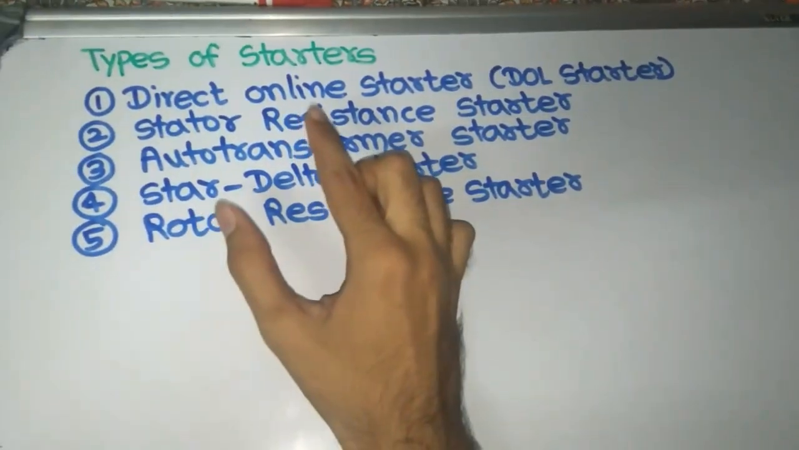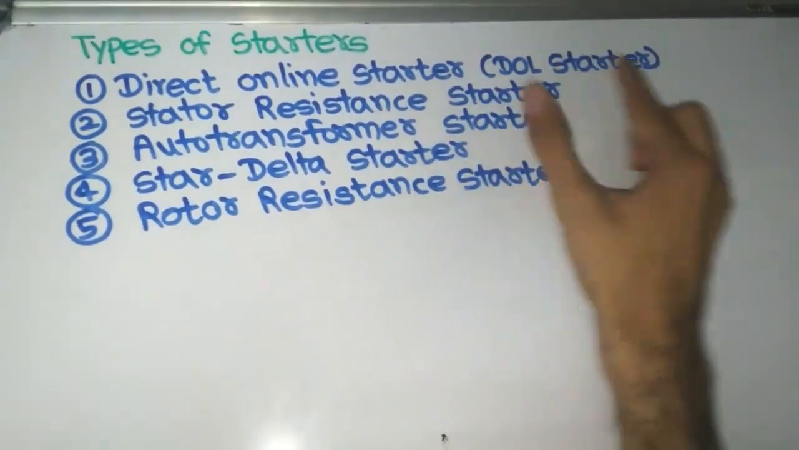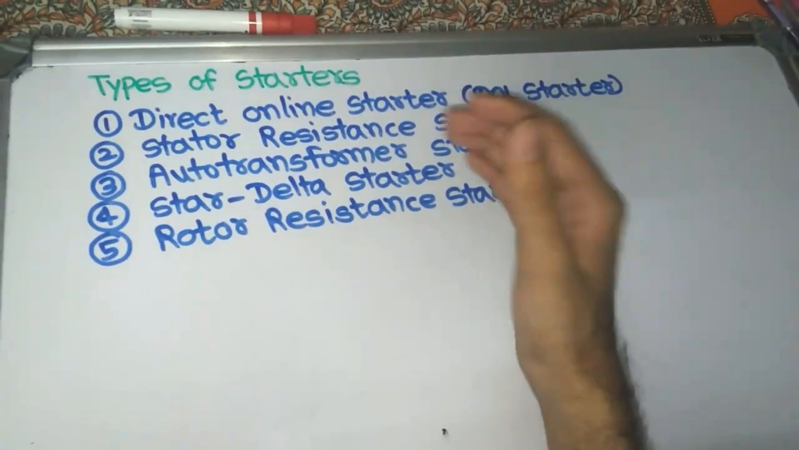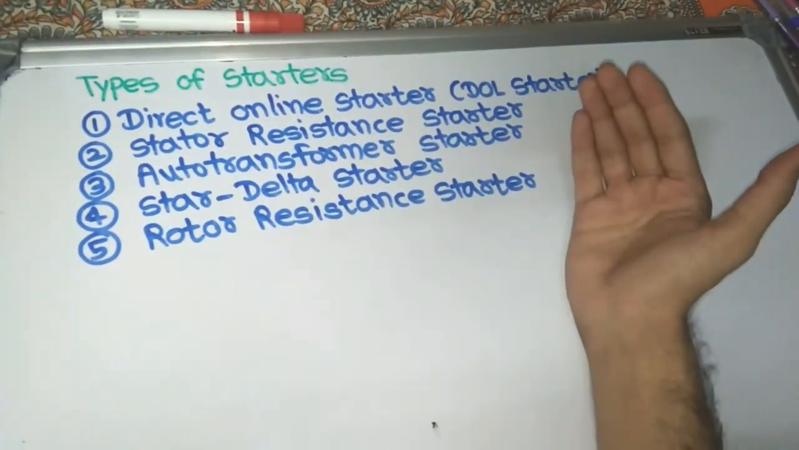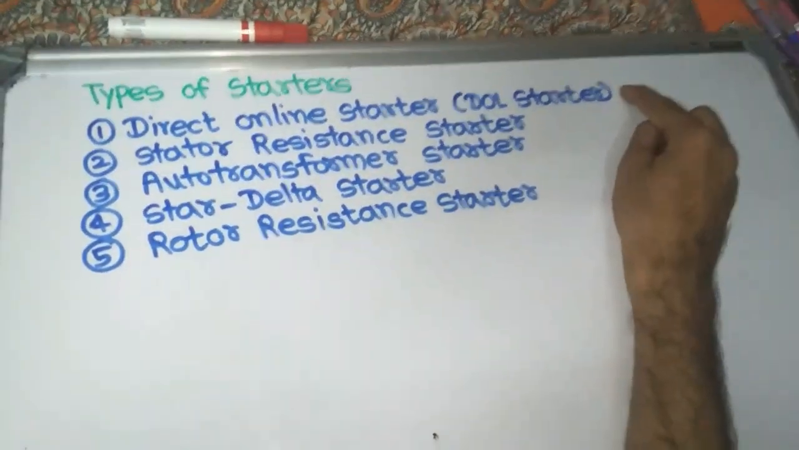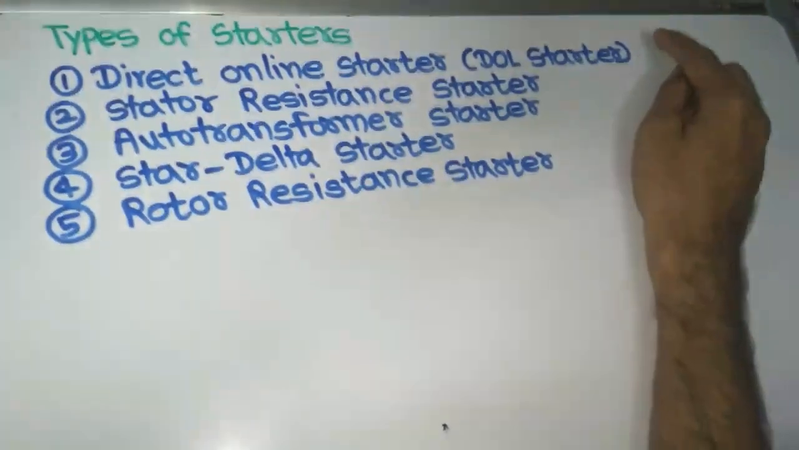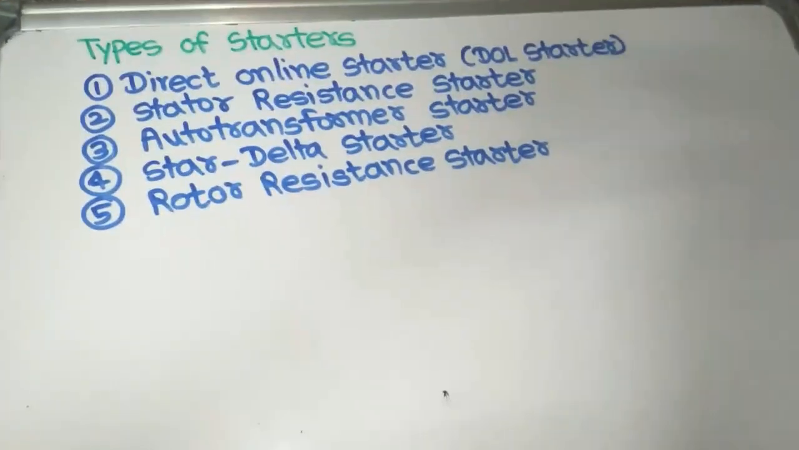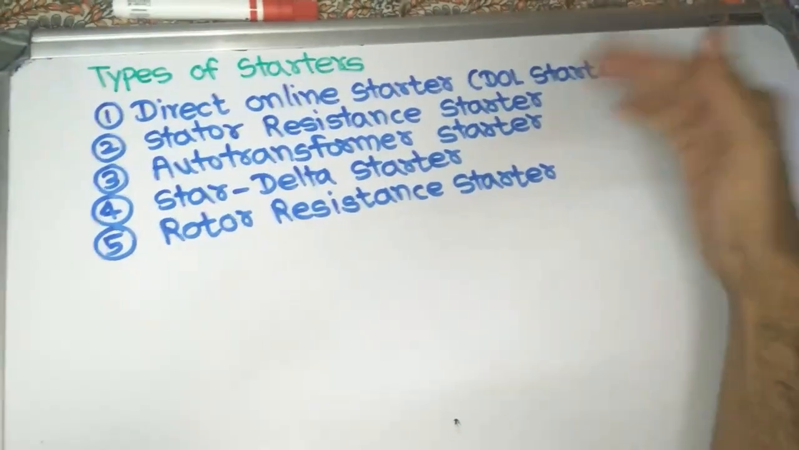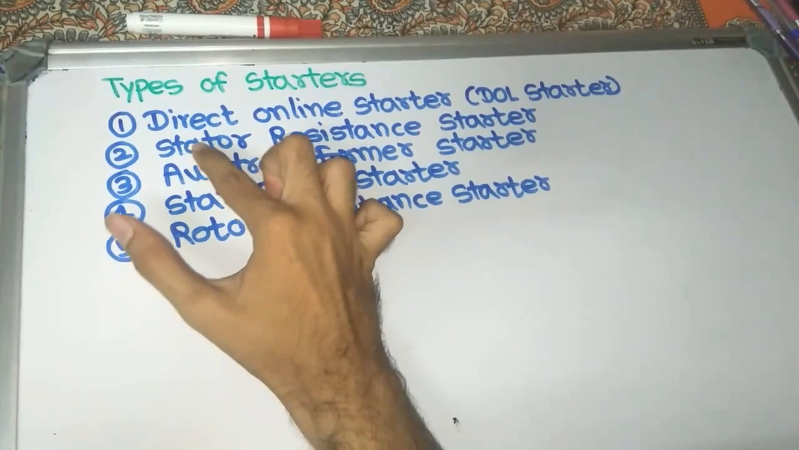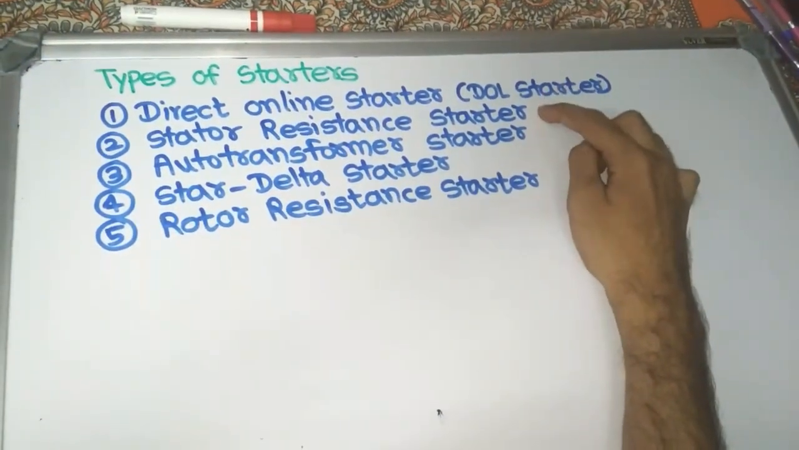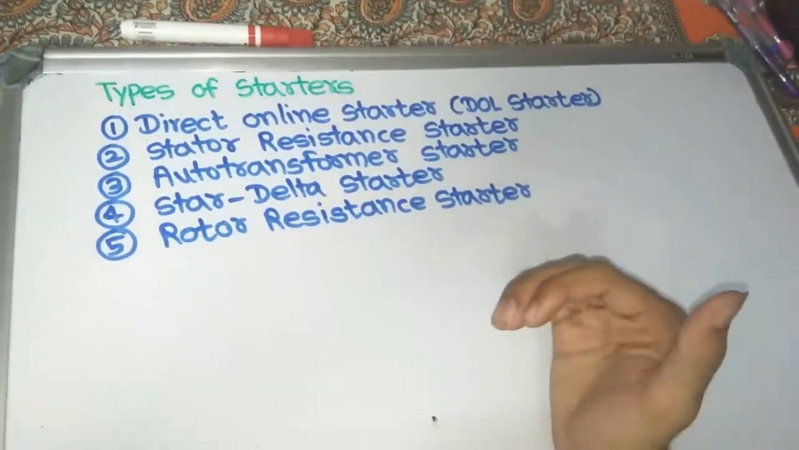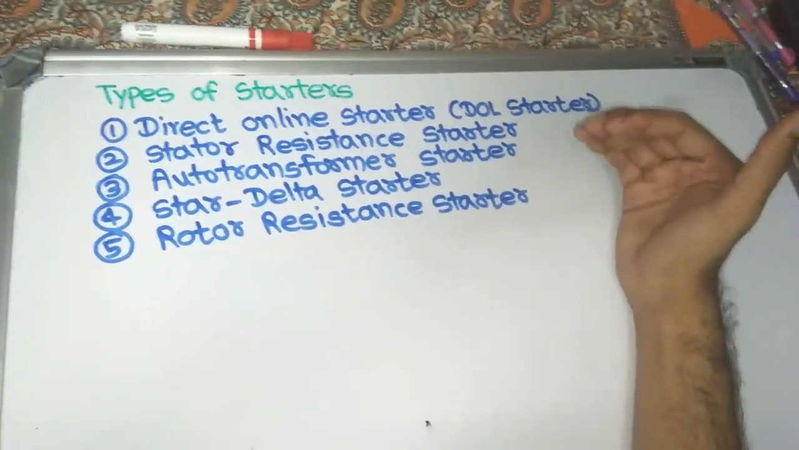There are various types of starter. First is the direct online starter, DOL starter. In the DOL starter, full supply voltage is applied, so the starting current is also of very large magnitude. But this DOL starter is preferred for very small size induction motors. We will see this starter in detail in the next episode. Second is the stator resistance starter. In it, resistance is connected in series with the stator to reduce the voltage at the time of starting, and due to the reduction in voltage, the starting current also reduces.